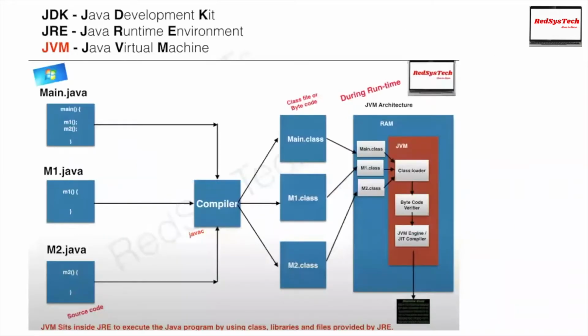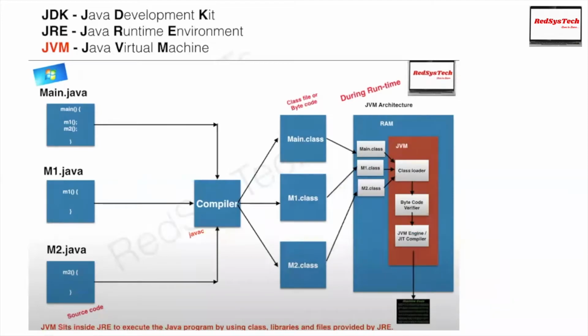JDK is nothing but Java Development Kit. JRE is Java Runtime Environment, and JVM is Java Virtual Machine. So let's start with JVM first, because that is a very core and important part, and you will understand what JDK and JRE are in the upcoming slides.